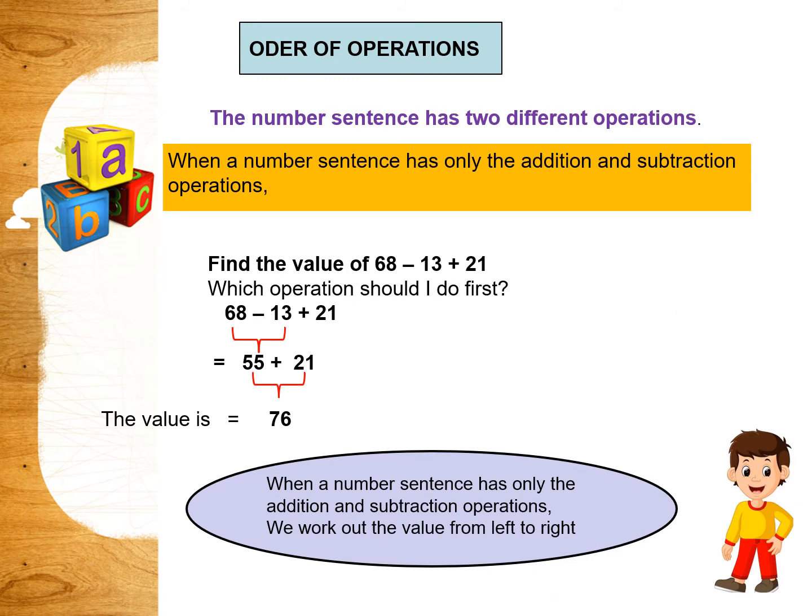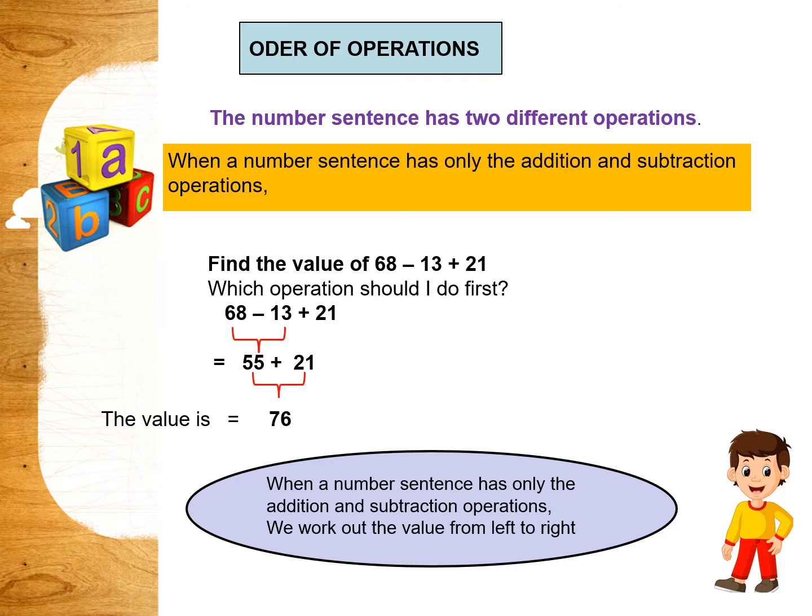Okay children, let's see the next lesson. Page number 55, order of operations. Let's see the number sentences. They have two different operations. When a number sentence has only addition and subtraction operations, we work out the value from left to right.